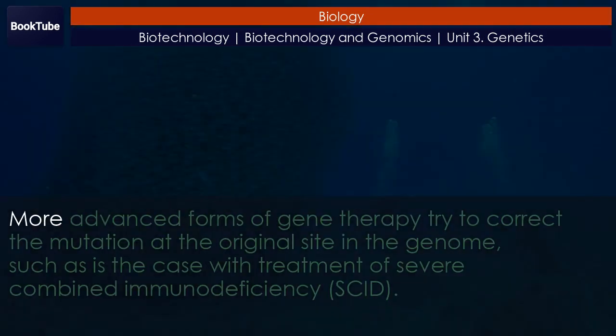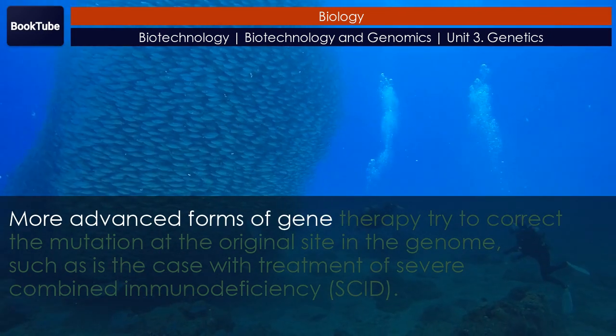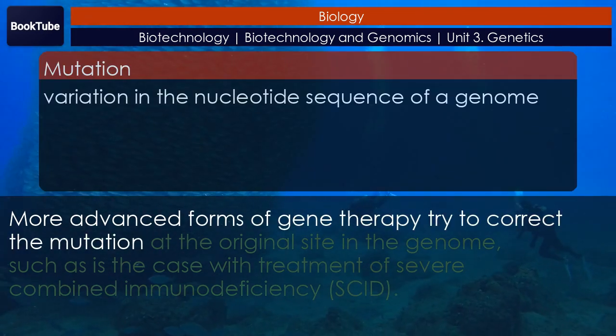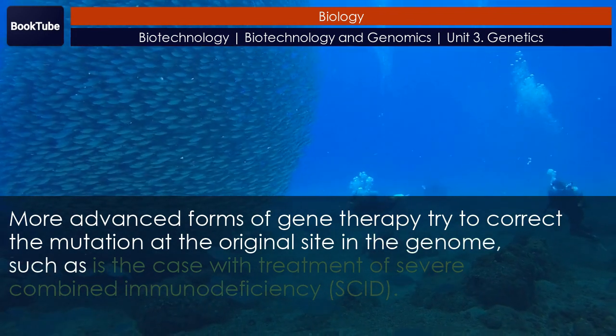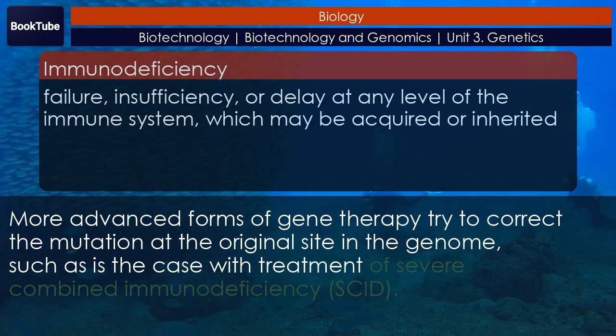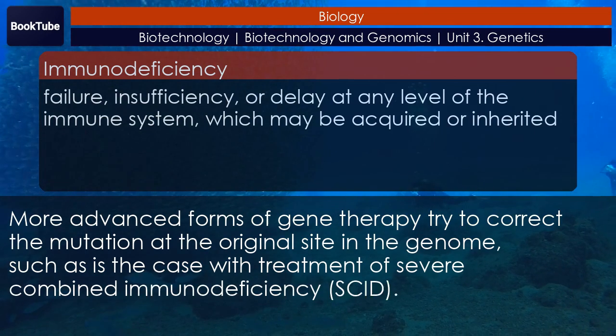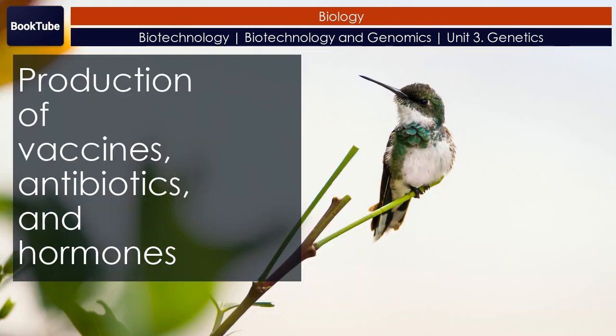Figure 8. More advanced forms of gene therapy try to correct the mutation at the original site in the genome, such as is the case with treatment of severe combined immunodeficiency, SCID. Production of vaccines, antibiotics, and hormones.